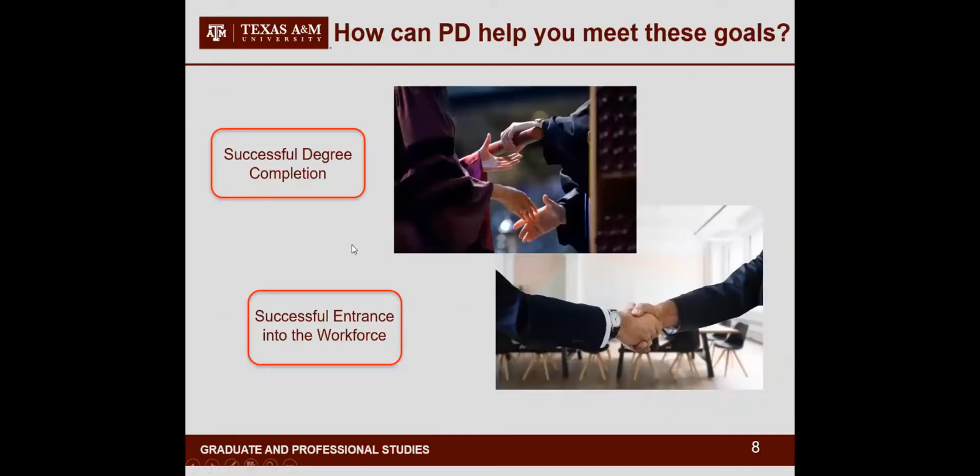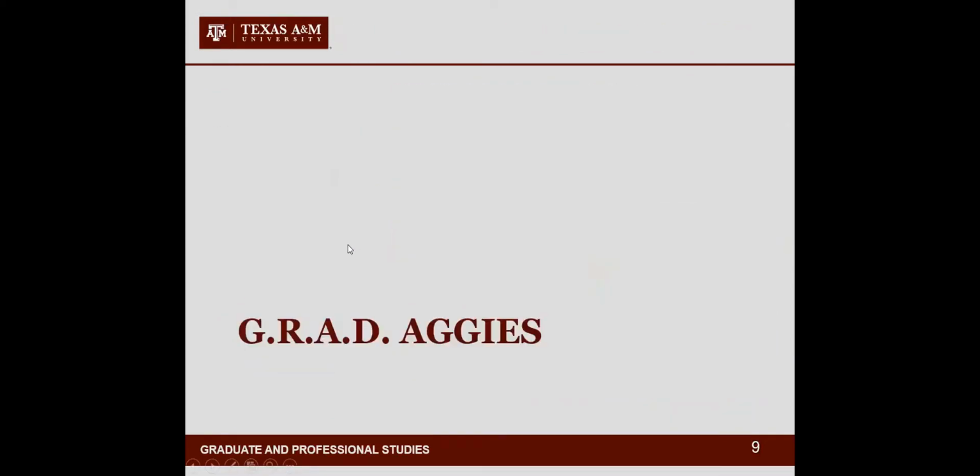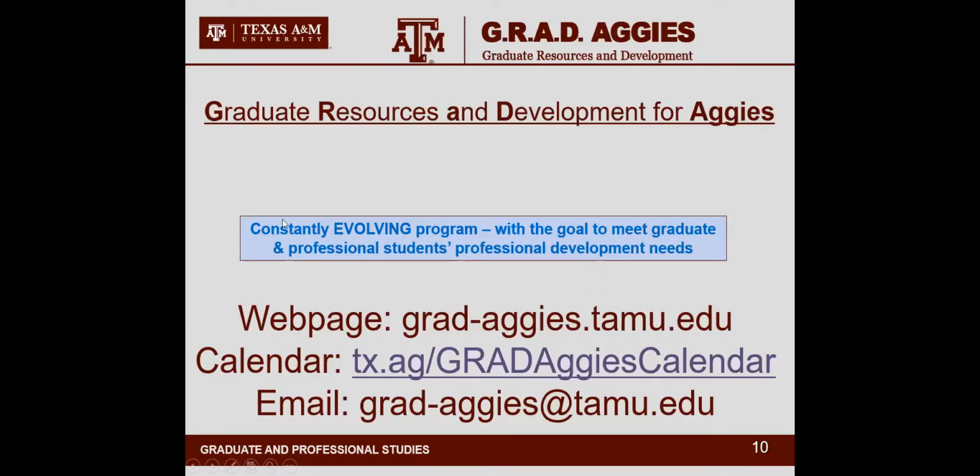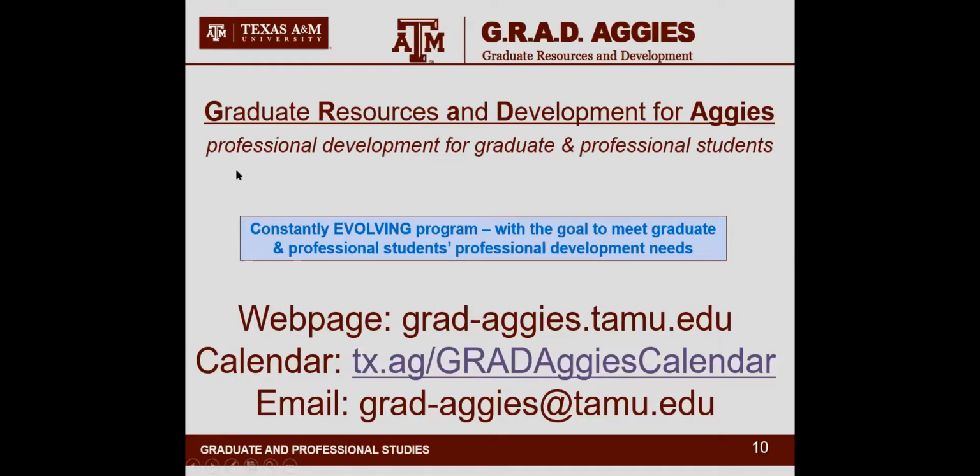Okay, so how can professional development help you meet these goals? One, let's talk about Gradggies. Gradggies stands for Graduate Resources and Development Varieties. It's basically professional development specifically designed for graduate and professional students. We have 1-hour sessions, full day workshops, one-on-one consultations, and online resources. And it's so critical to say, this program is constantly evolving, okay?